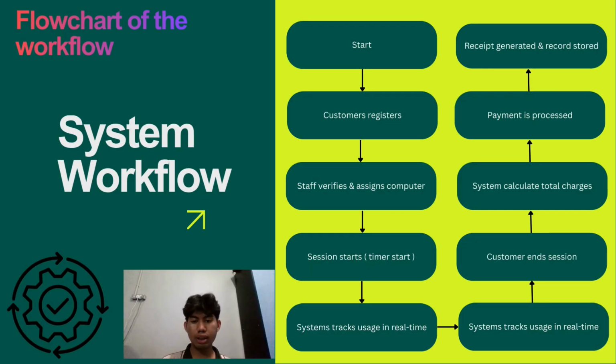The system workflow starts when a customer registers or logs into the system. After that, the admin assigns an available computer to the customer. Once assigned, the session begins and the system automatically tracks the usage time. When the customer finishes using the computer, the session is ended and the system calculates the total bill. The customer then makes payment and a receipt is generated. Finally, all session and payment data are stored in the system for reporting purposes.